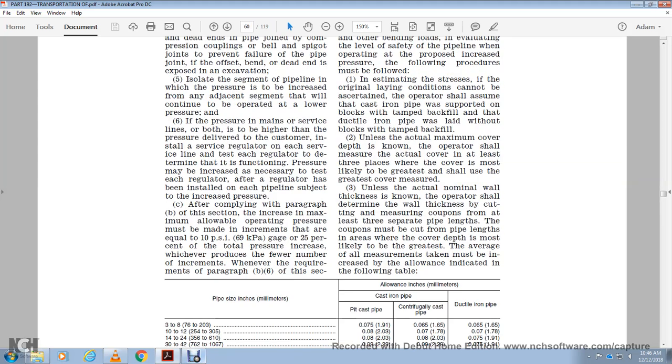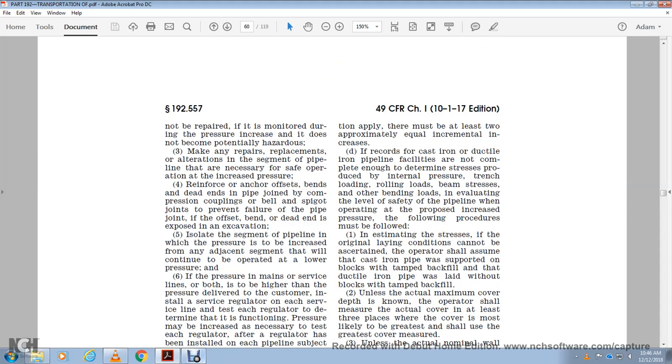After complying with paragraph B of this section, the increase of the maximum allowable operating pressure must be made in increments that are equal to 10 psi gauge or 25 percent of the total pressure increase, whichever produces the fewer number of increments, whenever the requirements of paragraphs B and C of this section apply. But there must be at least two approximately equal increments of increase.